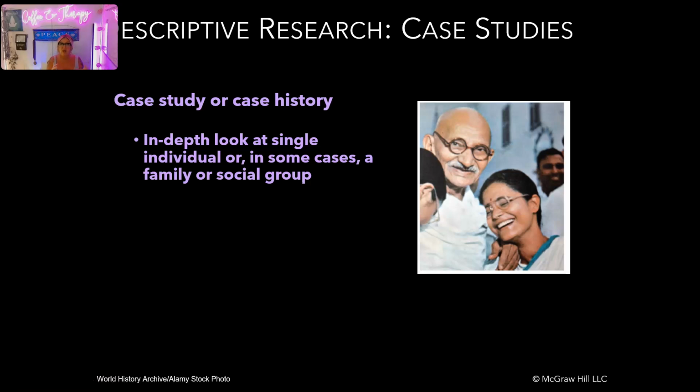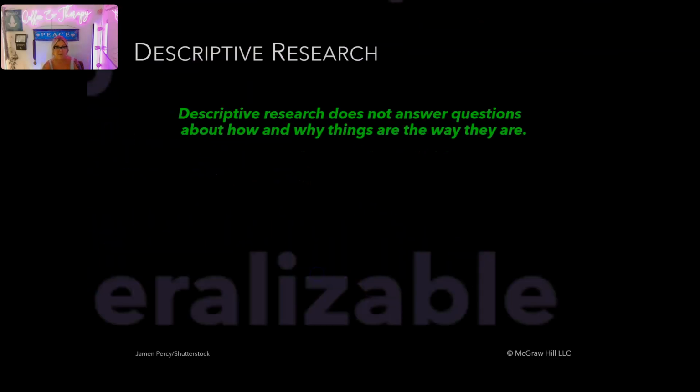In a case study, we're looking very in depth at a single individual or a family or social group. So again, when we're looking at a case study, it's very narrow. We're looking at either one person or a family unit or a group of people. Maybe it's a group of elementary school students, but it's a specific type of group. The results are often not generalizable because we're only looking at a very small sample.